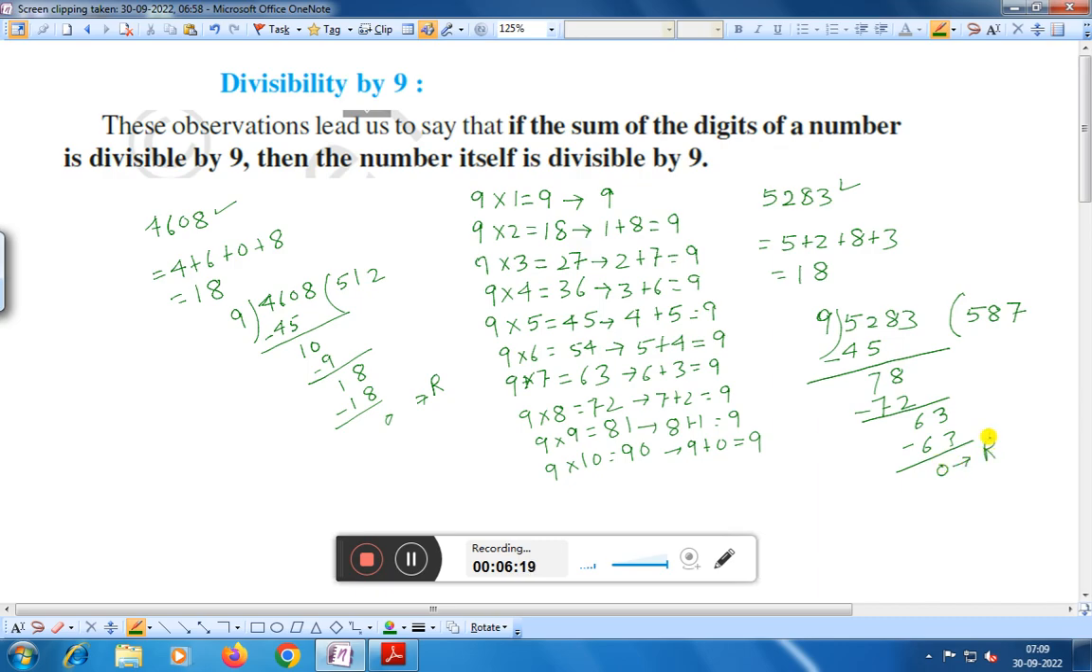Therefore, we can say the divisibility rule of 9 is if the sum of the digits of a number is divisible by 9, then the number itself is divisible by 9. Again, if the sum of the digits of a number is divisible by 9, then the number itself is divisible by 9.